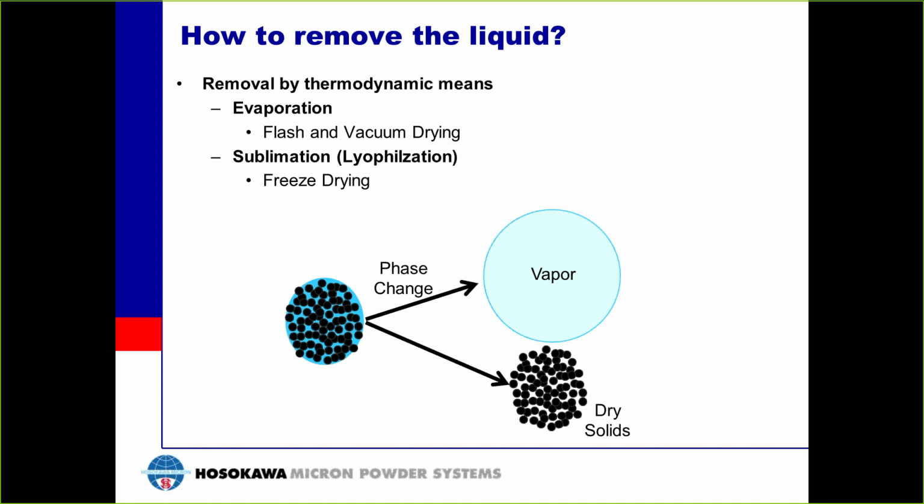So moving on, you can also use thermodynamics to remove your liquid from your solid. You can do this using evaporation, which is flash and vacuum drying, and sublimation, which is also called lyophilization, which is freeze drying. In this, you start the same way with your liquid and your product, and then you turn the liquid into a vapor, and you can then separate it easily from your dry solids.